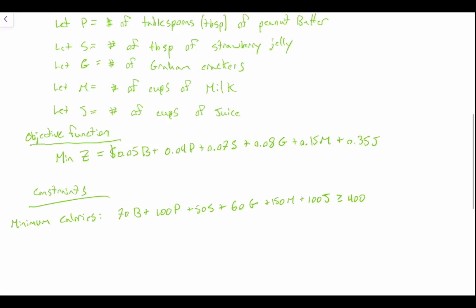Now, we're also told that there's a maximum number of calories, and we're told that this is 600. So we're just going to rewrite this constraint: 70B plus 100P plus 50S plus 60G plus 150M plus 100J, and this must be less than or equal to 600. So now we have our constraints for the number of calories, and I'll just rewrite this so that it's nicer.